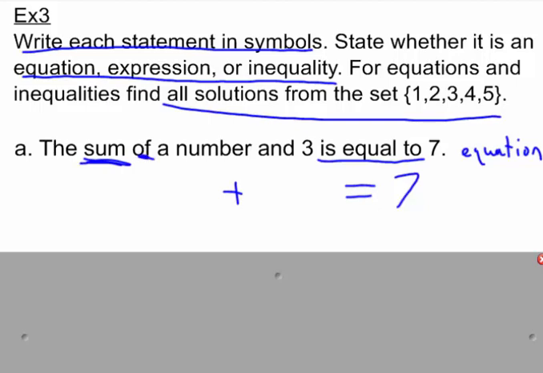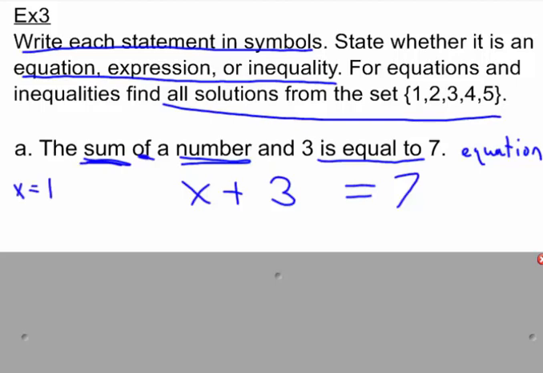Okay, well, back in grade school, you probably learned about prepositions. The sum of what? Two things. A number, which number? We don't know. That's what we're going to use for x, and 3. So the sum, adding what two things? Number and 3 is equal to 7.